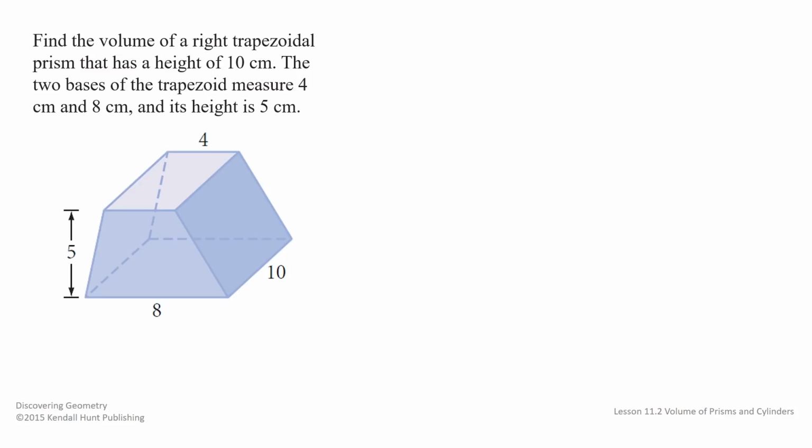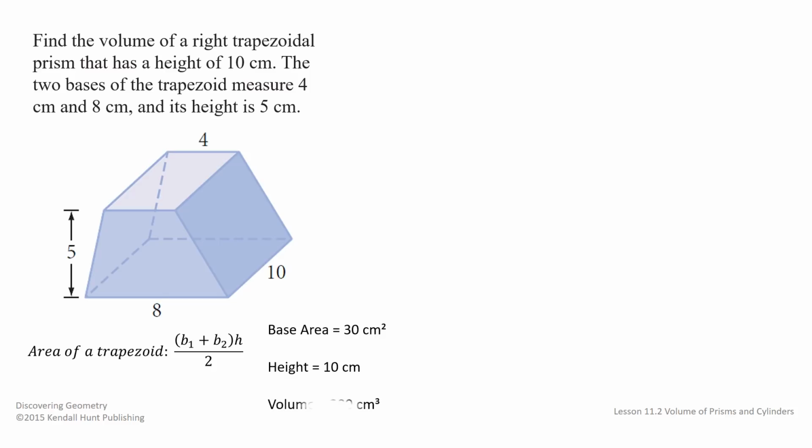So we have to find the area of the trapezoid. Well, again, base 1 plus base 2 times the height divided by 2. So that means that's 8 plus 4, which is 12, times 5, then divided by 2, and that should give you 30 square centimeters. Now, the height, as it's listed in the problem, is 10 centimeters. So now that we have these two numbers, we multiply them together. That gives us 300 cubic centimeters.